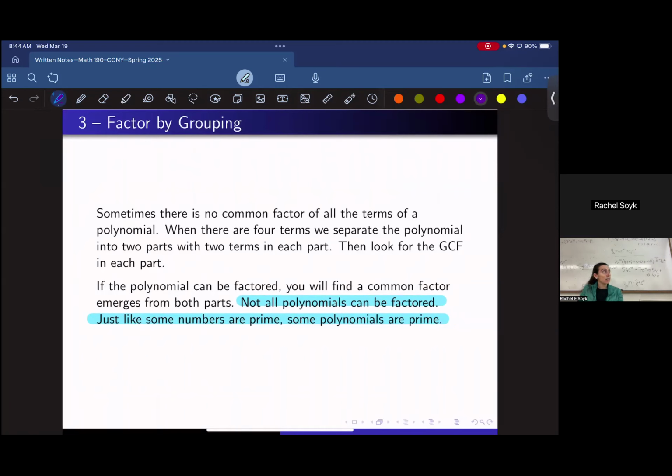So now we're finally onto that third bullet in our objective, which is factor by grouping. And so let's see, Herlinda, maybe I'll have you read this for me.